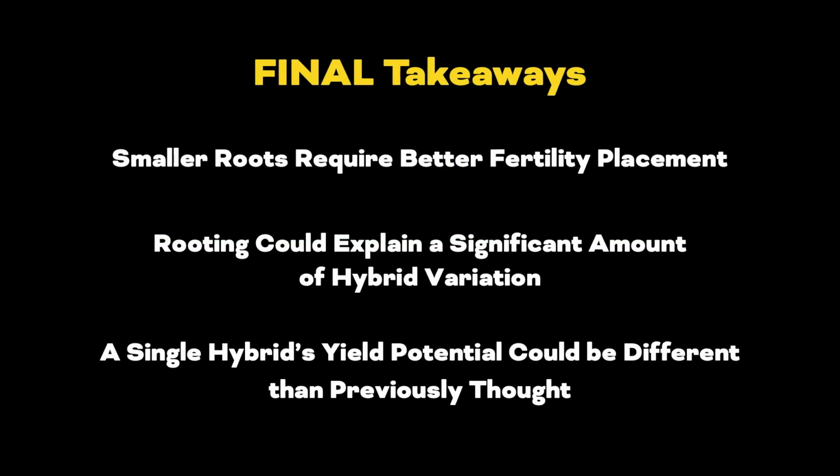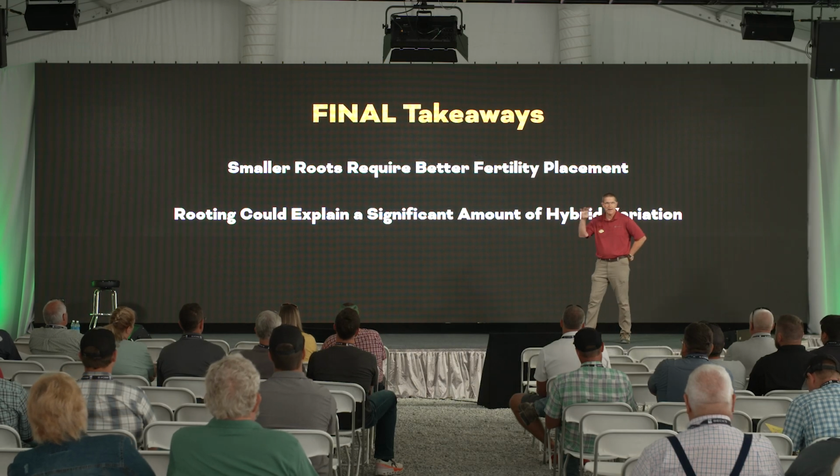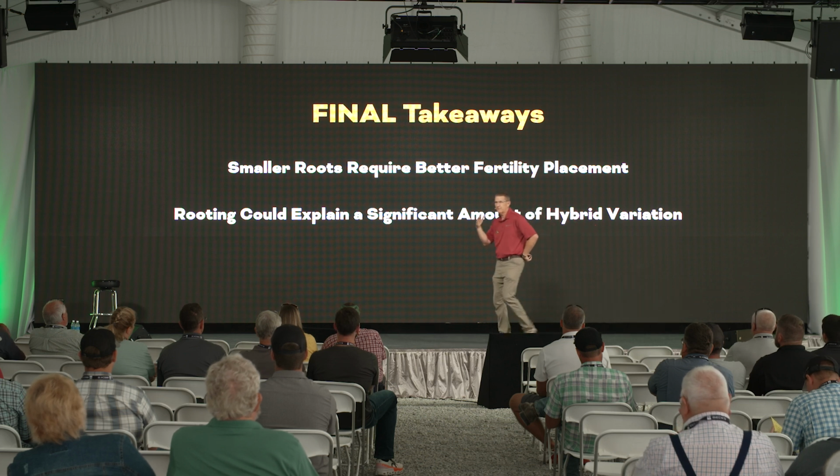Summarizing his 5 years, this was his doctoral dissertation, he came away with 3 main points. Number 1, smaller roots require better fertility placement. Number 2, this one's key, and we'll talk about this a little bit later: we believe that roots and rooting could explain a lot of hybrid variability that heretofore we've not understood.